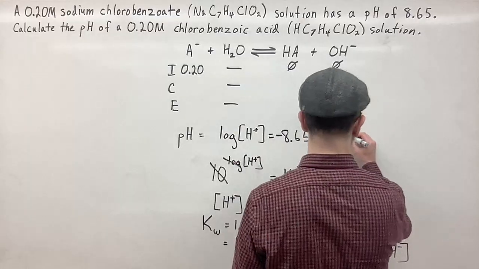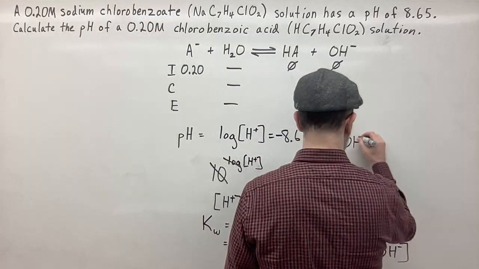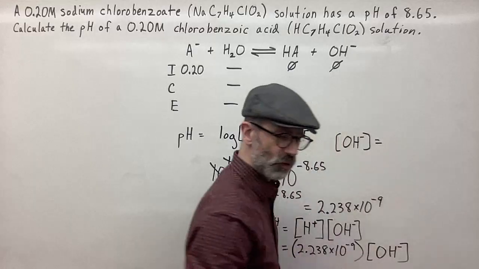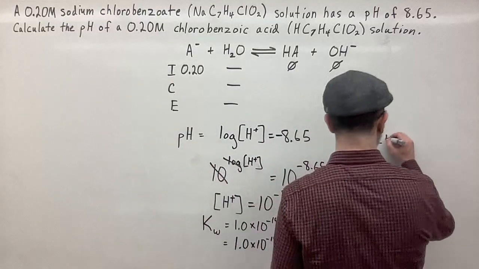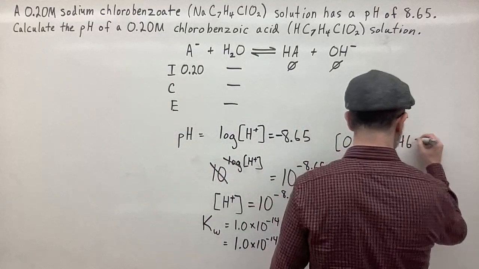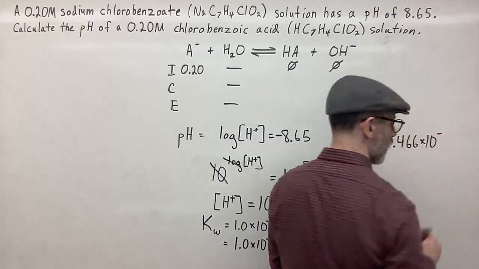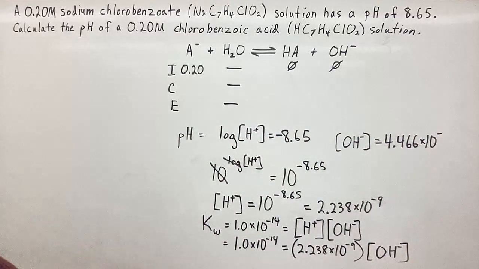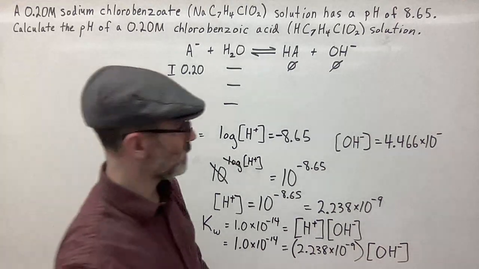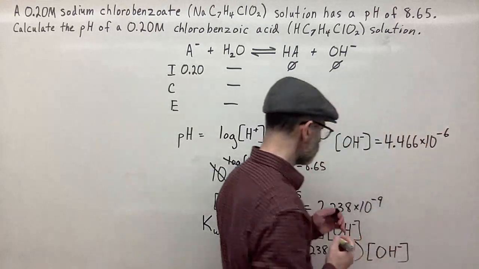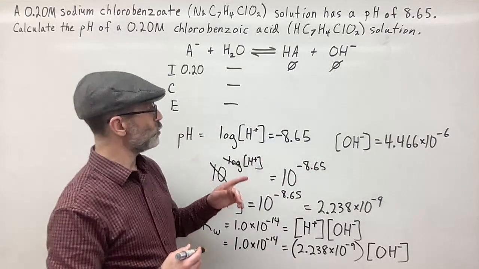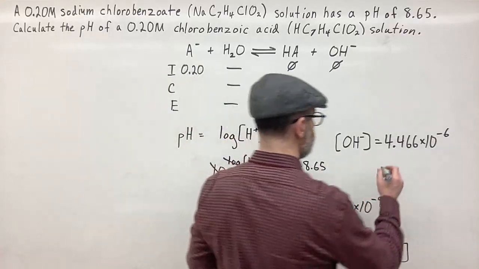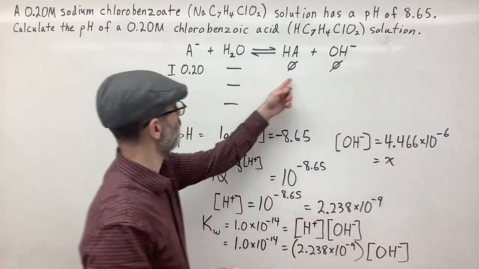So then when I do that, I get a hydroxide ion concentration equal to 4.466 times 10 to the negative, I think it's 6. Yes, 6. Okay. Now I have the OH- concentration at equilibrium. So this here is equal to X in my table.